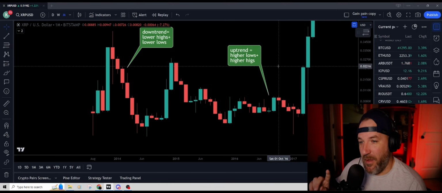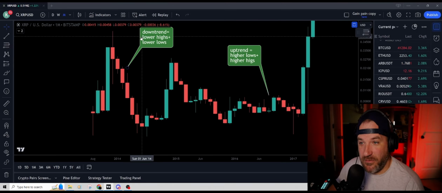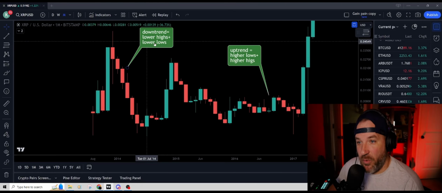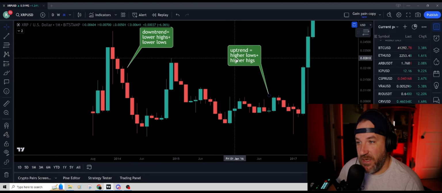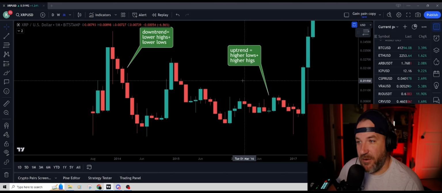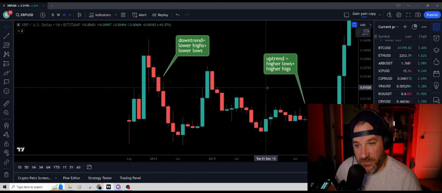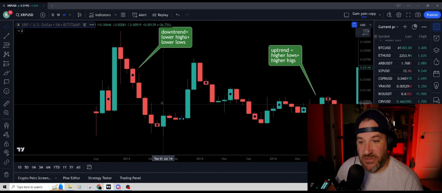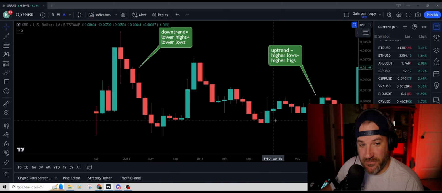Now, obviously, I've drawn it on the chart here. Downtrend equals lower highs and lower lows. Uptrend equals higher lows and higher highs. How do we find those? This is very important. Let's start with downtrends.